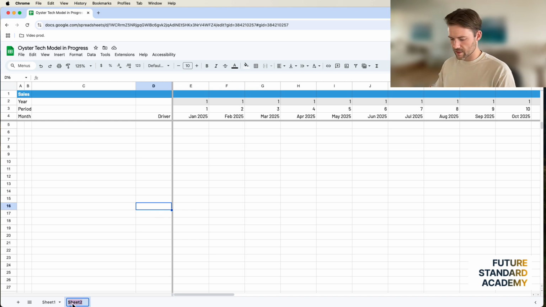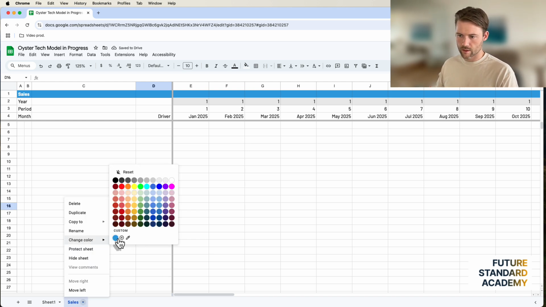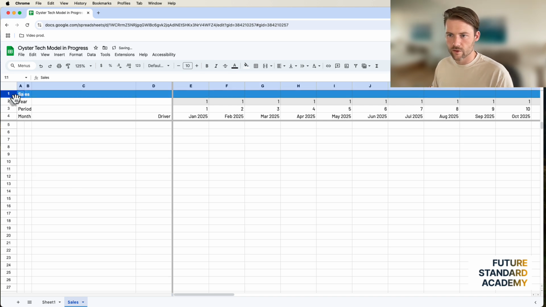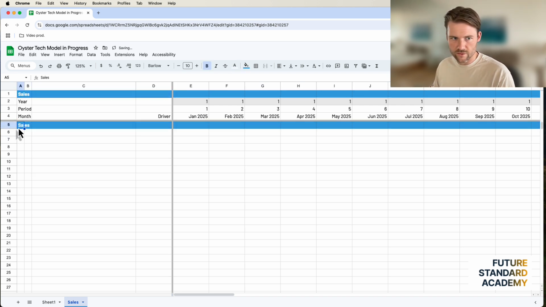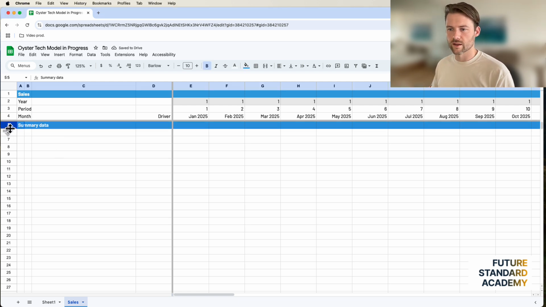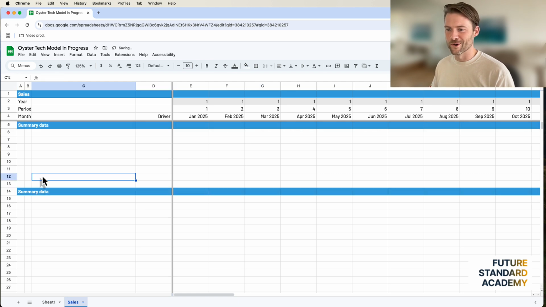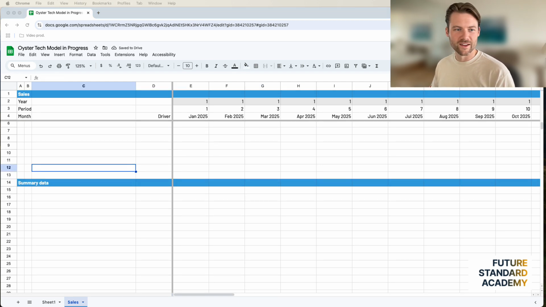So I'm going to name this sales. Change the color. I like to use colored headings for any kind of major category, and then gray color for the smaller subcategories within. The first thing is always going to be summary data. But in terms of the sales here, we're not actually going to start with the summary data, because what are we going to summarize? We don't know what we've built yet. So I'm just going to move down a little bit here.